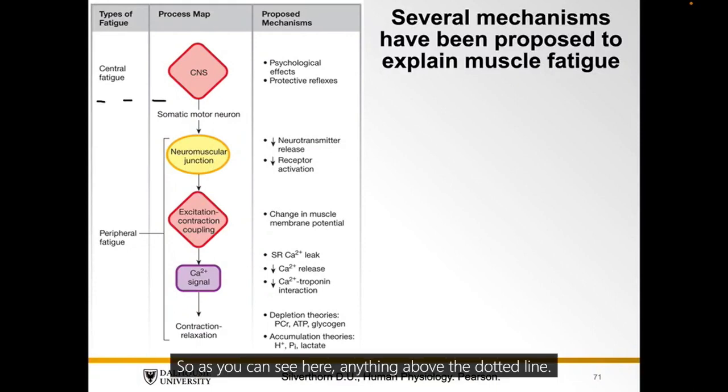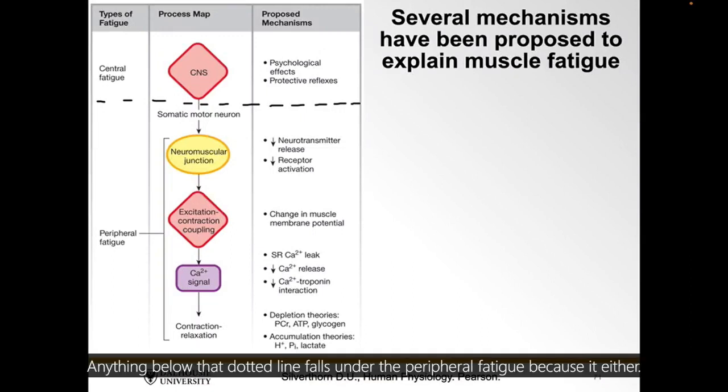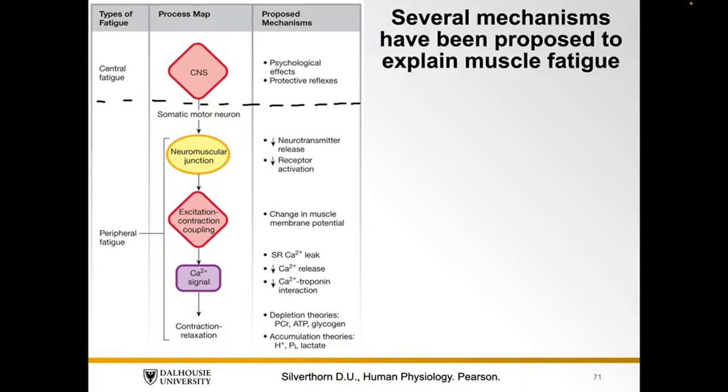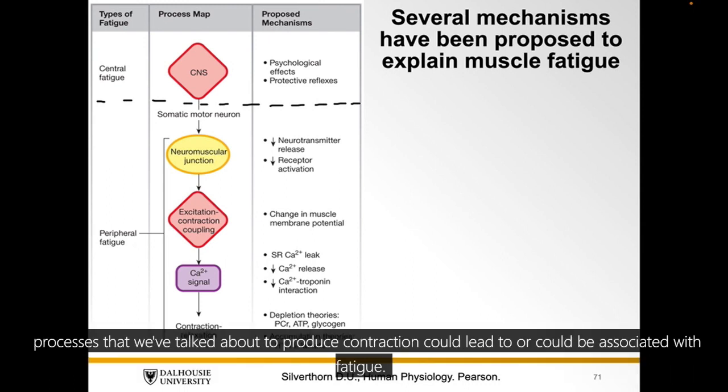So as you can see here, anything above the dotted line stems from the central nervous system. Anything below that dotted line falls under the peripheral fatigue. It's either associated with the somatic motor neuron or the muscle cell itself. And as I said, I don't have a strong answer for you as to what causes fatigue. But what's really important in this course is to understand that disruption in basically any of the processes that we've talked about to produce contraction could lead to or could be associated with fatigue.